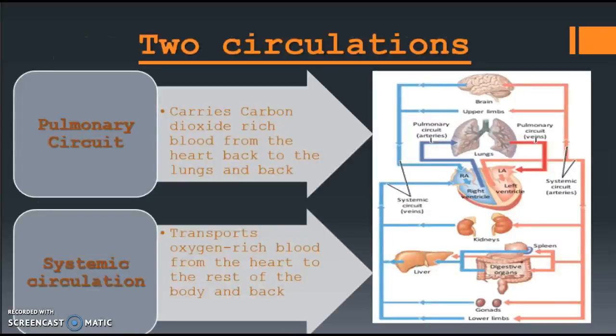So now we're moving on to the 2 different types of circulations. So we have the pulmonary circuit, and this circuit carries carbon dioxide rich blood from the heart to the lungs and then back up again. And then we have the systemic circulation, which transports oxygen rich blood from the heart back to the rest of the body. So that's that one.